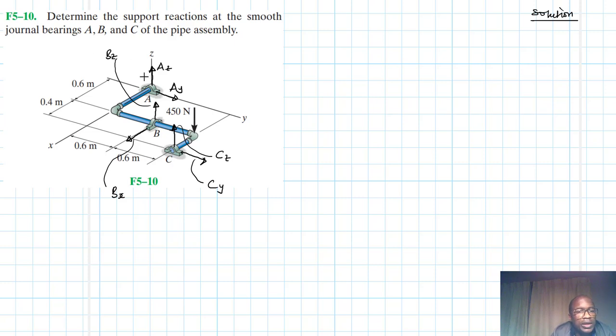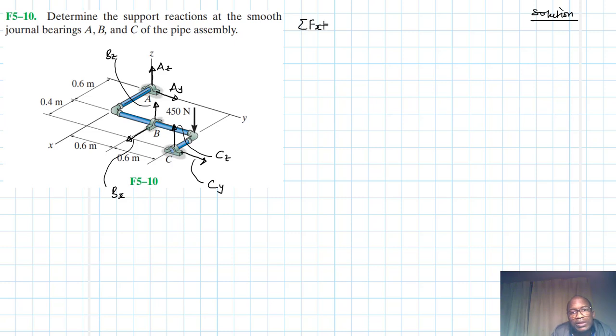So this is again a 3D rigid body equilibrium problem. How many equations of equilibrium do you expect in 3D? 6. Summation of forces in the x, y, and z, and summation of moments in the x, y, and z. How many unknowns do we have? We have 1, 2, 3, 4, 5, 6. But you don't have to worry. Let's just apply the equations of equilibrium, and if we are consistent, everything else will flow.